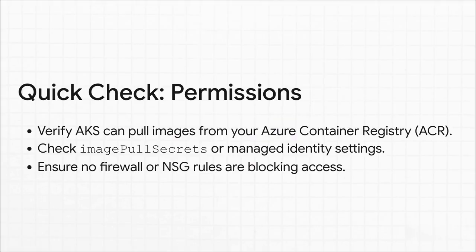For that one, here's your checklist. First, double and triple check that your AKS cluster has been given permission to pull images from your container registry. That link between the two is vital. If that looks good, the next thing to check is the network. Sometimes a firewall rule or a network security group is accidentally blocking the cluster from reaching out to the registry.